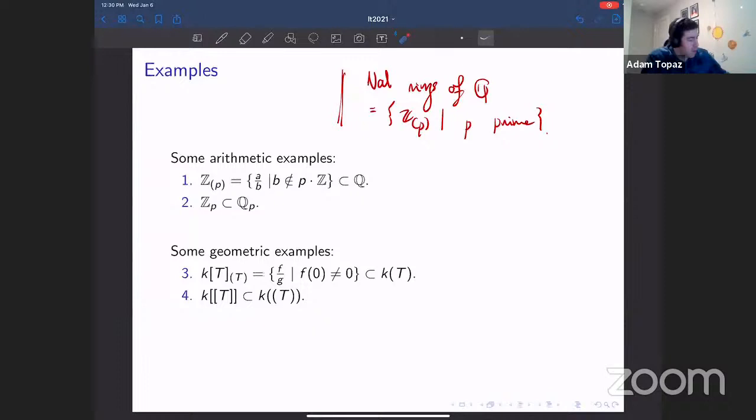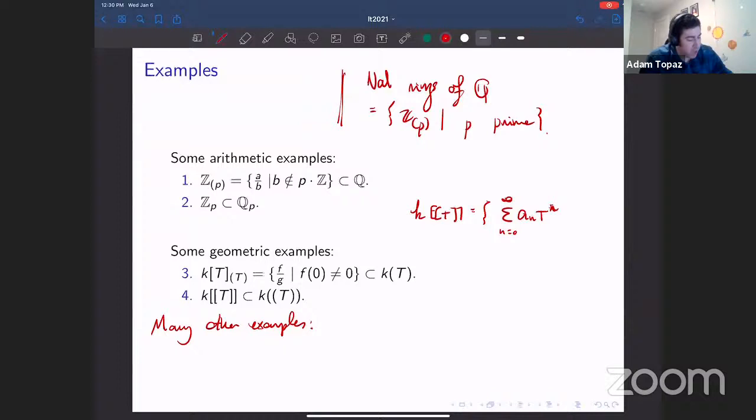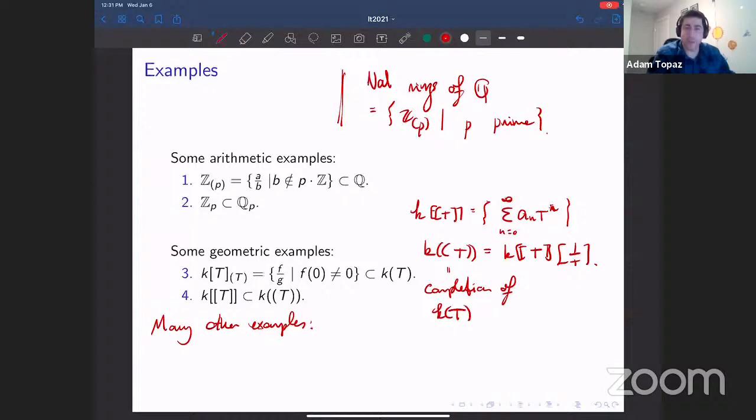Maybe I should mention there are many, many other examples. What does it mean to have K double brackets T? This is just power series. The round one is the fraction field, or it's the Laurent series. You can think of it as taking the power series ring and inverting T. So it's the same as the thing on the left-hand side in number three? No. This is the completion of K(T) at the T-adic valuation.